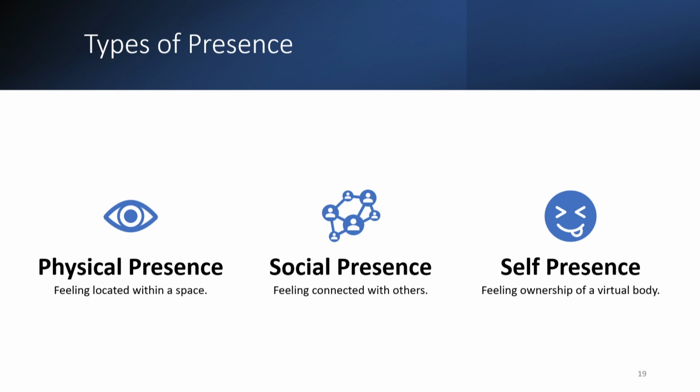Let us understand the different types of presence now. Presence can be of 3 types: physical presence, social presence and self presence. Physical presence is a feeling of being located within a space, whether you are part of that space that you are experiencing or not. Social presence is the feeling of being connected with others. Are you connected to the people or the objects or the animals, etc., which are there in that environment? Then there is self presence, which is feeling ownership of a virtual body. Let us say there is an avatar that is representing you, are you feeling that you are actually owning that body or not? So, there are 3 kinds of presence.